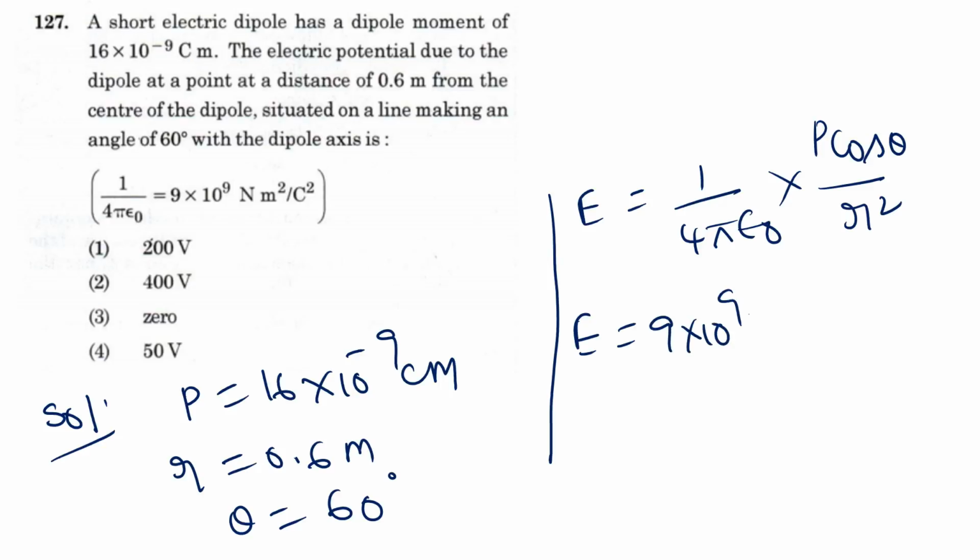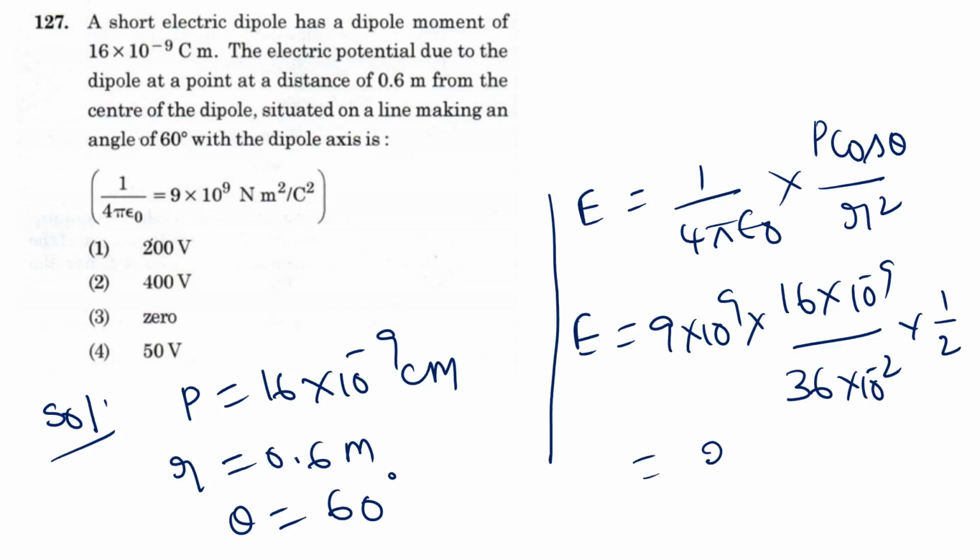9 into 16 into 10 to the power of minus 9 by 36 into 10 to the power of minus 2 into 1 by 2. 2 gets cancelled. After cancellation, we are getting 200 by 3 into 3. 3 gets cancelled. So 200 volts. So E is equal to 200 volts. Which option is correct? First option is correct.